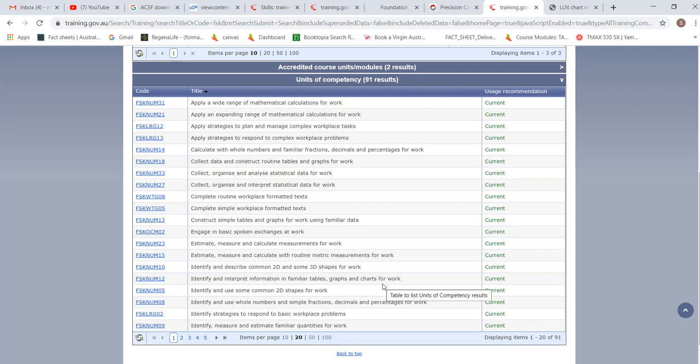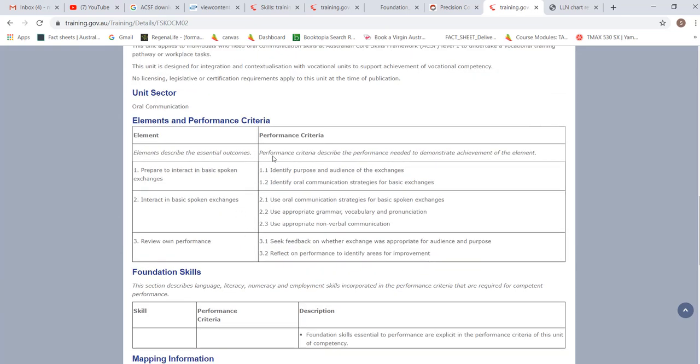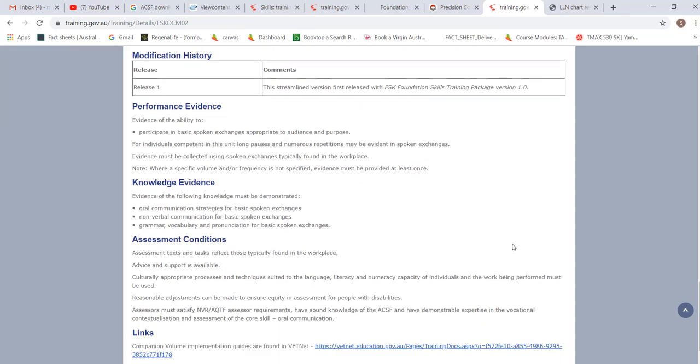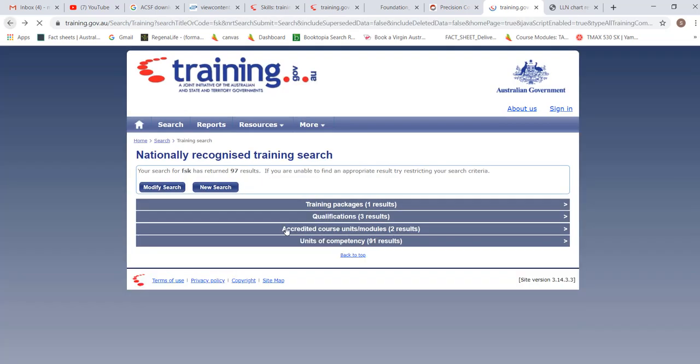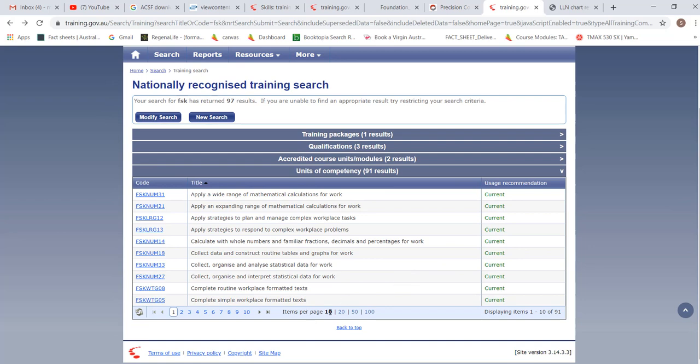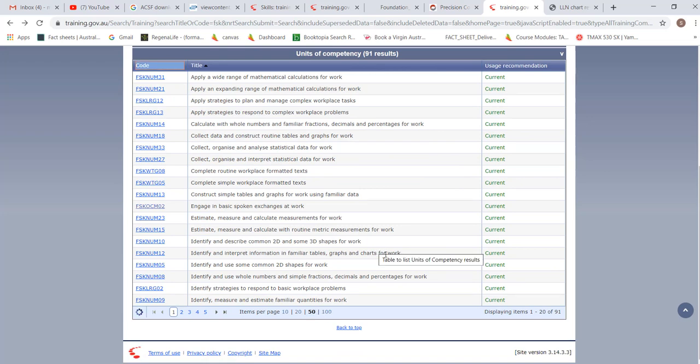You can actually come to these units and use them as electives as part of your course. For example, you've got FSK OCM 02, Engage in basic spoken exchanges at work. If we click on that one, you would see that there are only three elements here, and it's very, very basic in nature. You can certainly purchase resources to be able to deliver this unit. We can come back to this list and ask, what areas do I need to support my learners in? And we can pick out units to be able to do that.